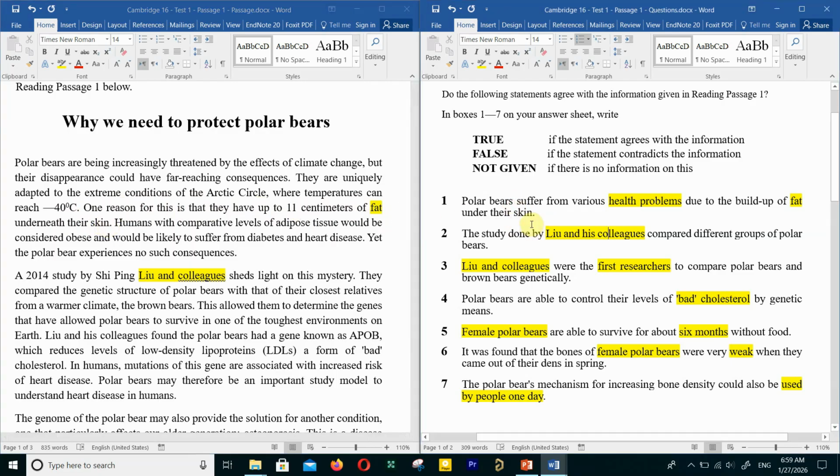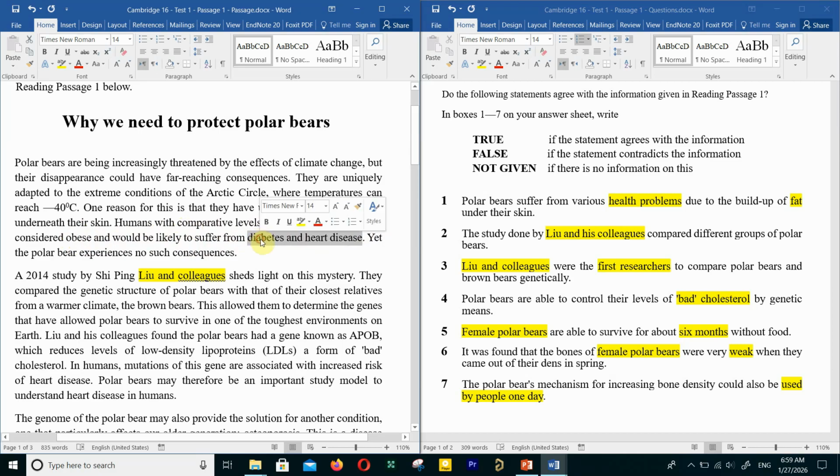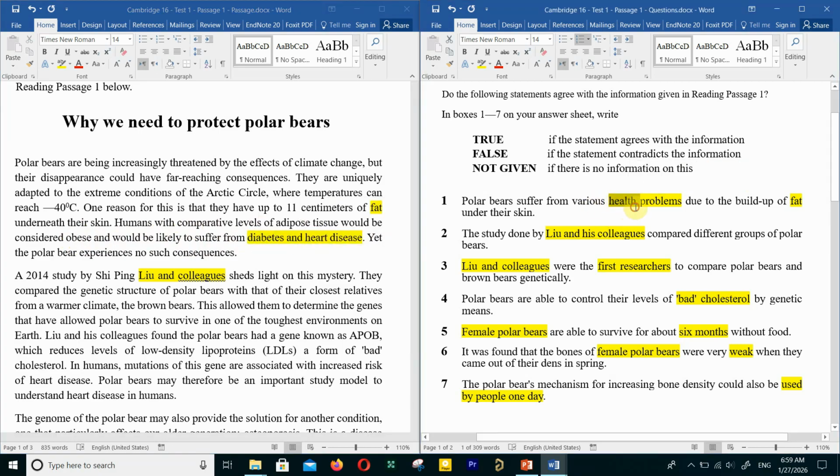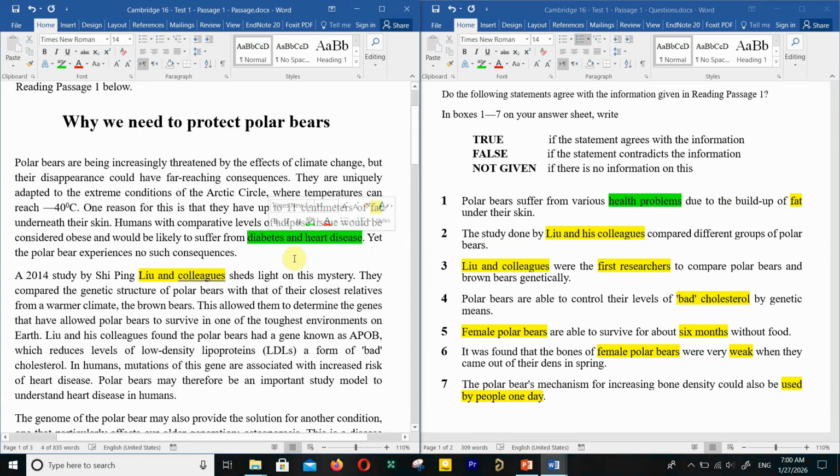And here it says, what? Polar bears suffer from various health problems due to the buildup of fat under their skin. Okay. Humans with comparative levels of adipose tissue would be considered obese, meaning fat, but it's about humans, and would be likely to suffer from diabetes and heart disease. So this is diabetes and heart disease. These are health problems. You see how they paraphrase it, but an important note: this is not about the polar bears, it's about humans.